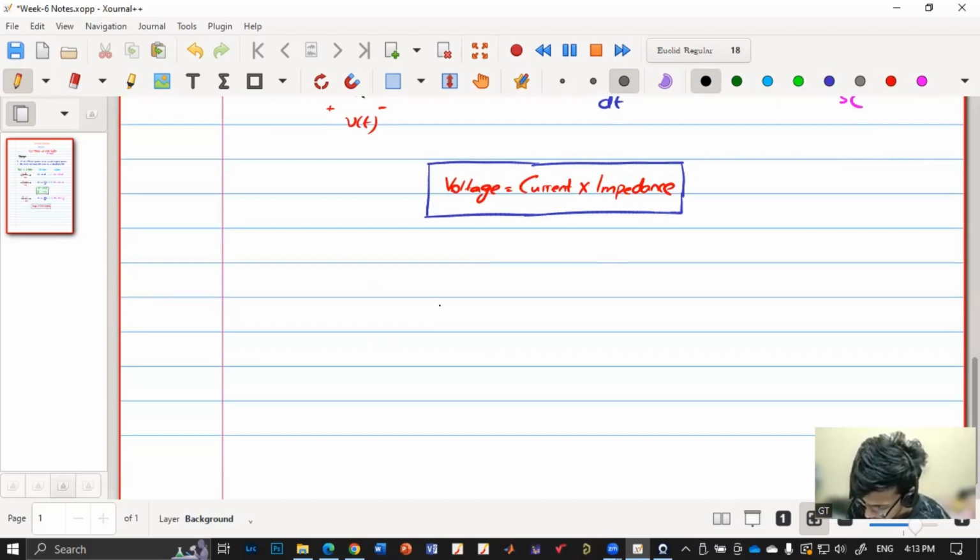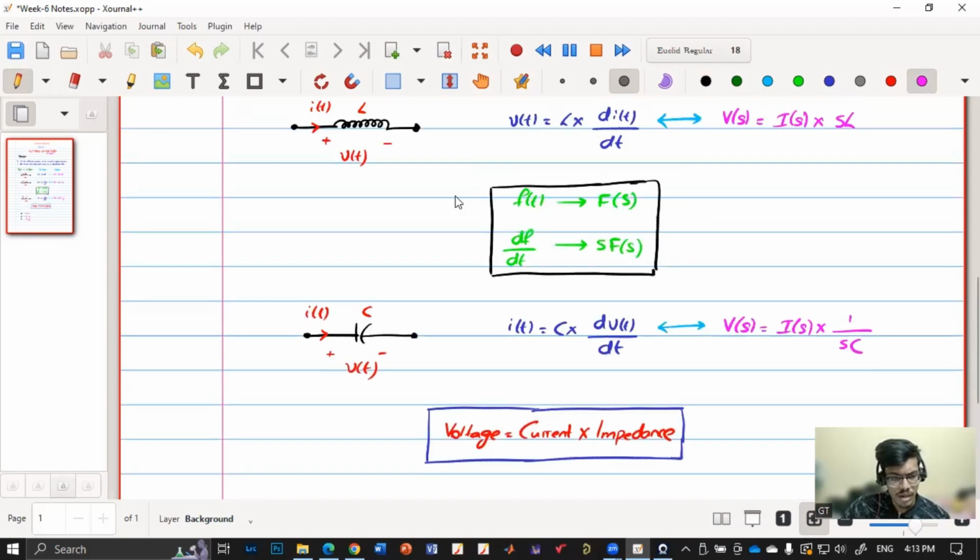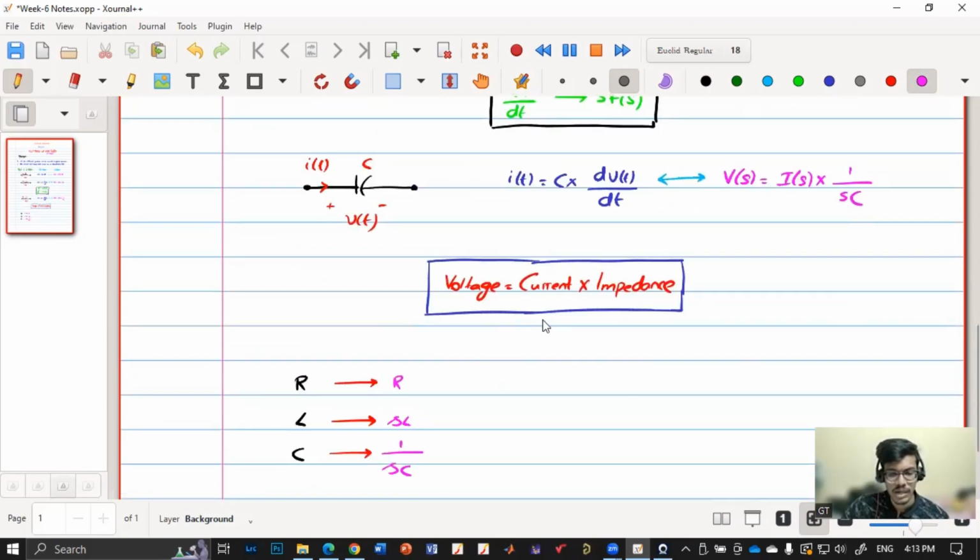Just to quickly write, we have R, we have L, we have C. If we write them in the S domain, R is still R, whereas L is sL and C is 1 by sC. So now any circuit with RLC, I can replace it with R, sL, 1 by sC. Then I'll solve as if voltage equals current into impedance, and then I'll get whatever current I want in the S domain. And after solving, I'll convert into the time domain.